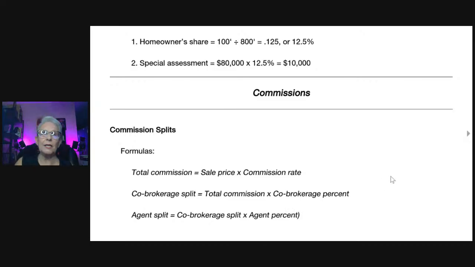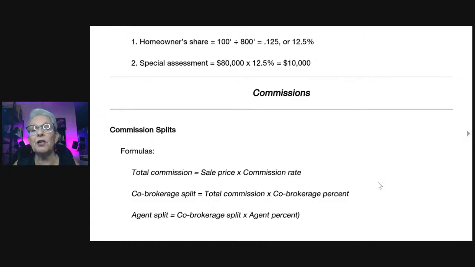So if it is a listing that was 6%, 3% will go to the brokerage representing the buyer. 3%, this is just an example. 3% will go to the brokerage representing the seller. So seller commission, buyer commission. They're not always equal. So in some areas, the listing commission may be higher. So that percentage is taken.